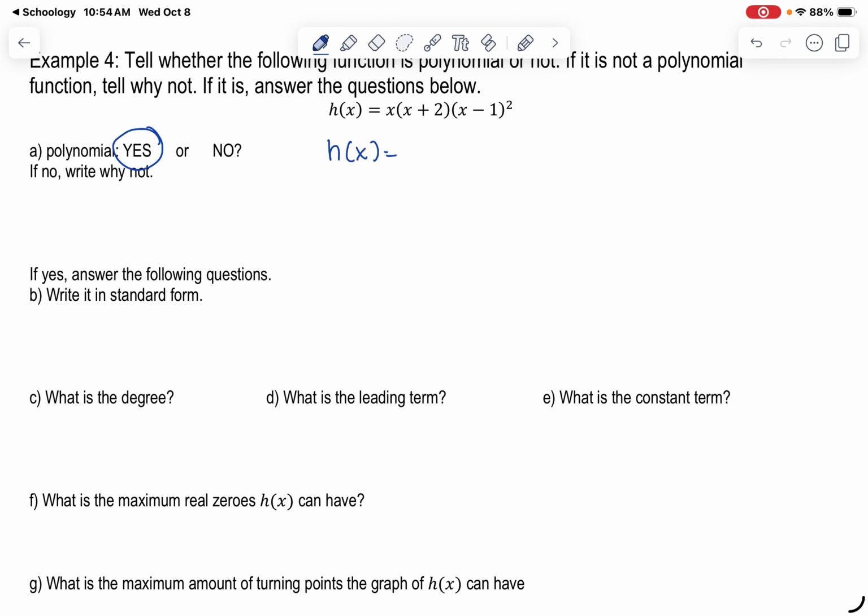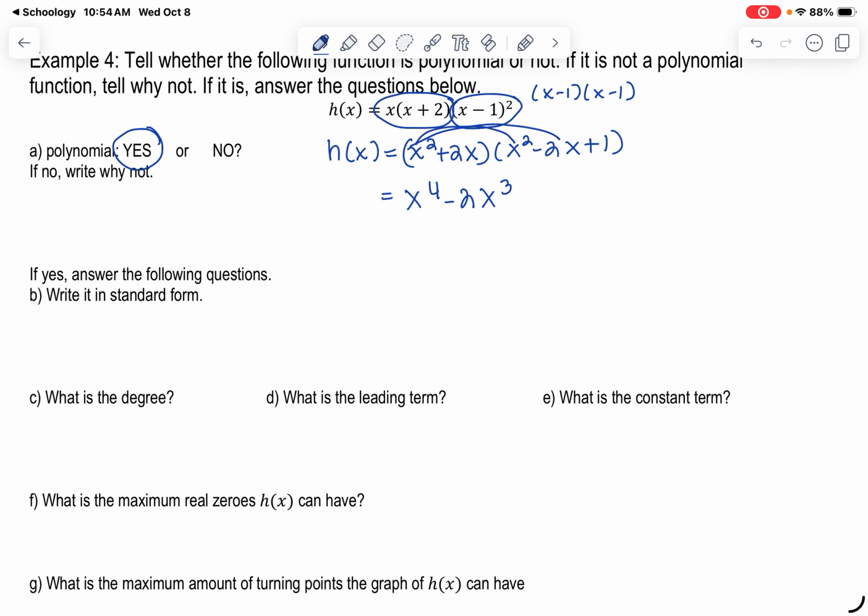So I have h of x equals, I'll multiply these two to make it x squared plus 2x, right? Then I will multiply x minus 1 times x minus 1, and that gives me x squared minus 2x plus 1. This is still not in standard form, right? So we want to get it in standard form by multiplying it out. So just be careful. I'm going to do x squared times x squared is x to the 4th. x squared times negative 2x is negative 2x cubed. x squared times 1 is x squared.